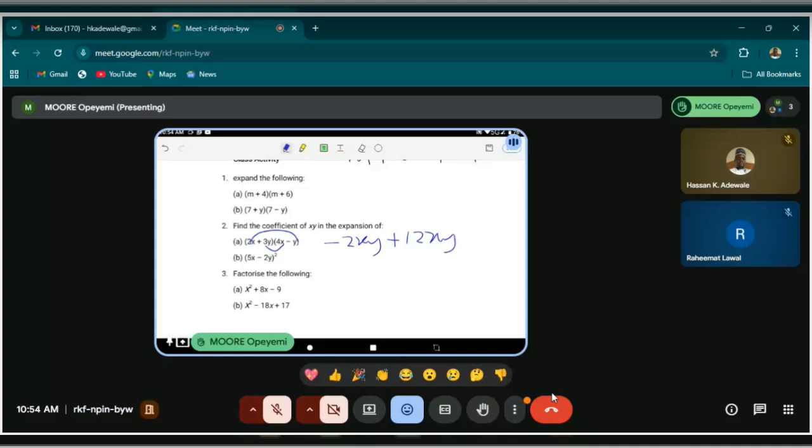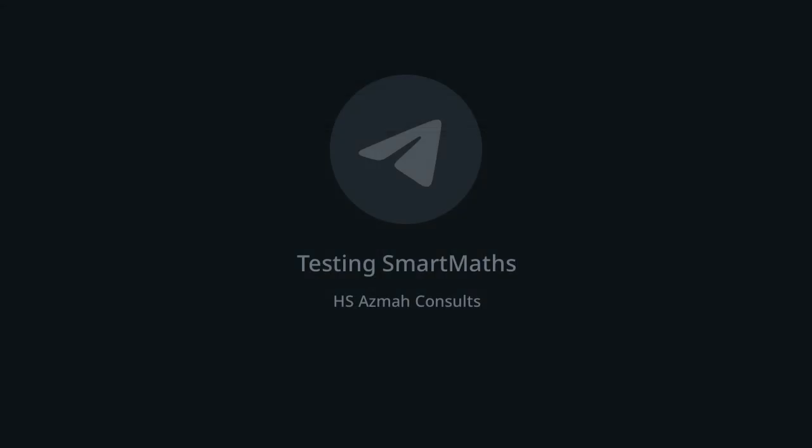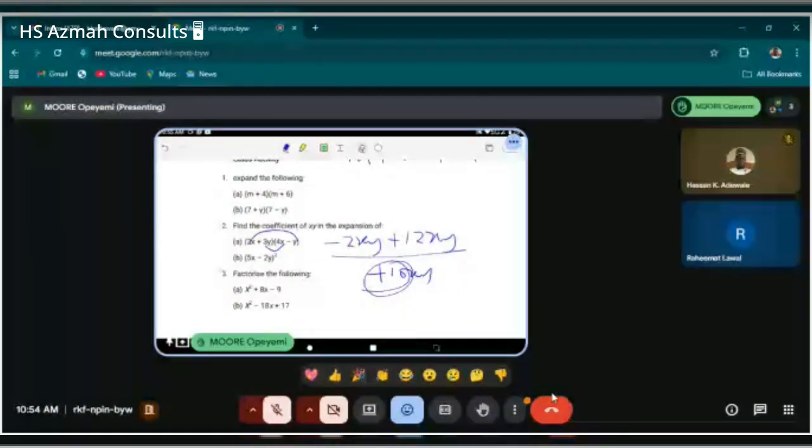You say find the coefficient of, so these two, you add them together. Minus 2 plus 12 is plus 10xy. So the coefficient is plus 10. Very fast. One, that is 2b. Yes, okay.